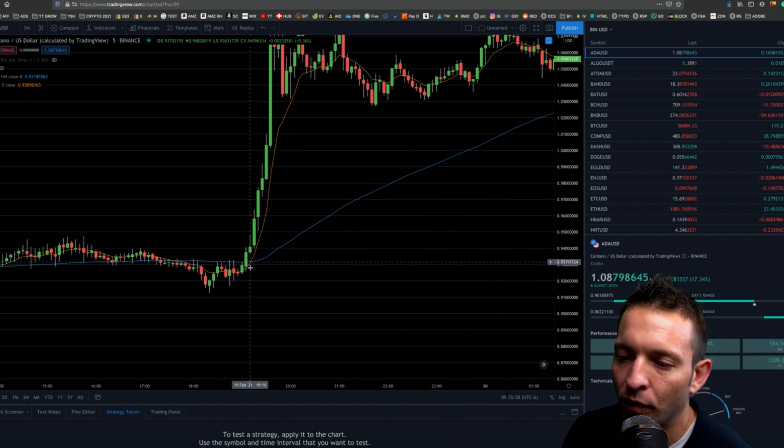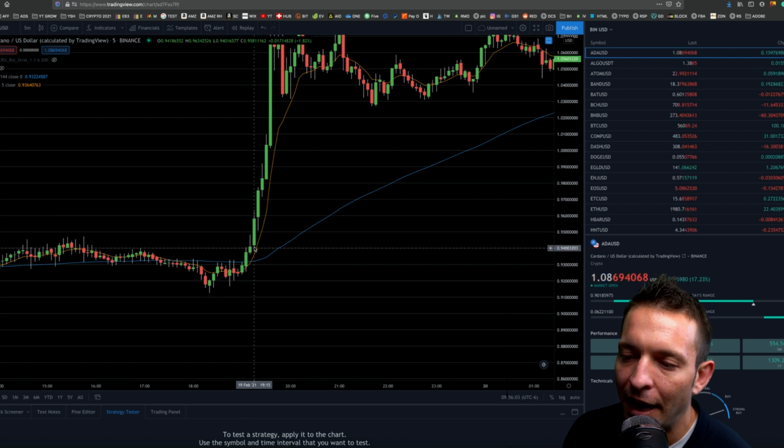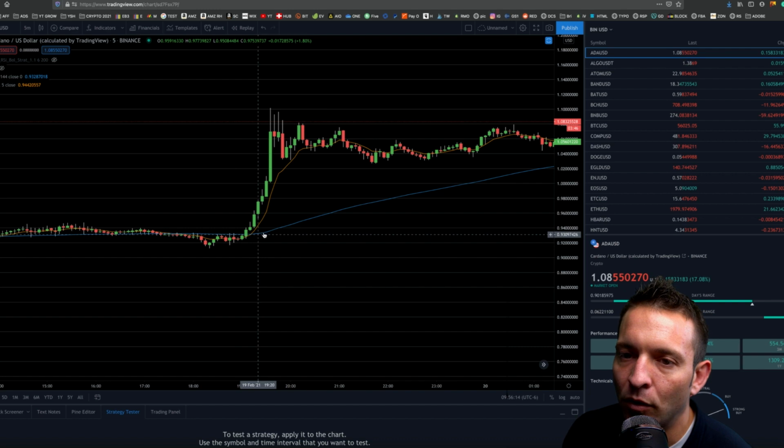We want it to cross over, and we want to wait for one green candlestick. After we get that one green candlestick, that's when we enter the market. Maybe the second that they cross over, there might be another confirmation that we can actually use.